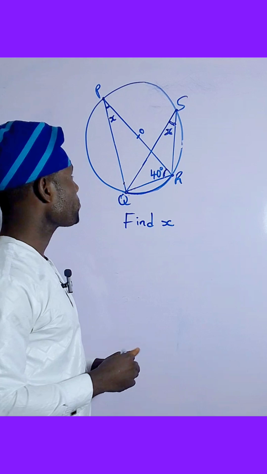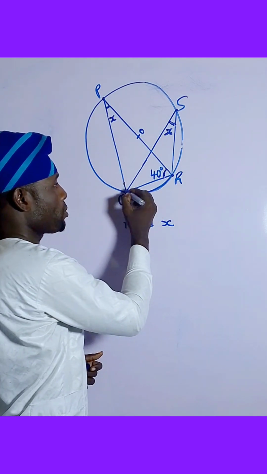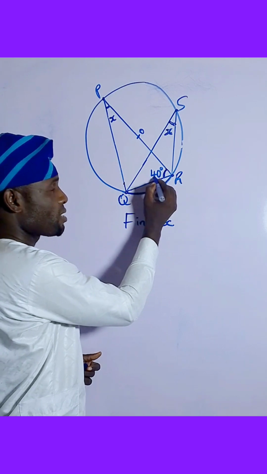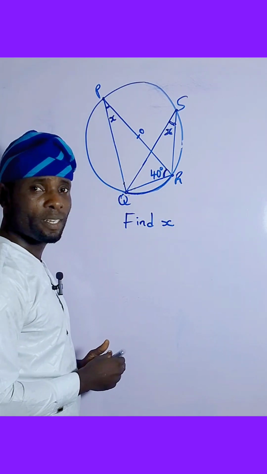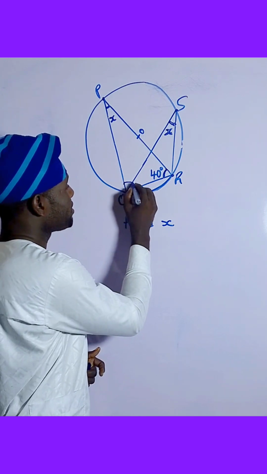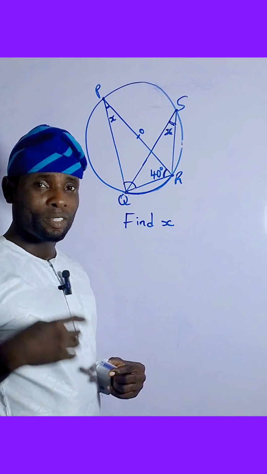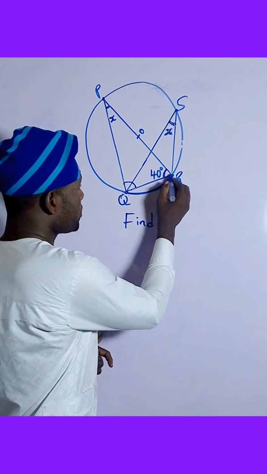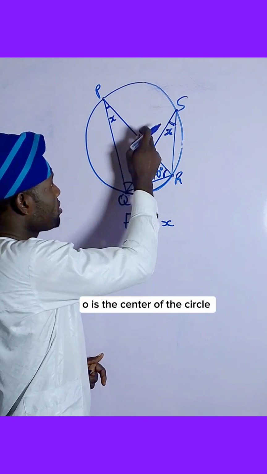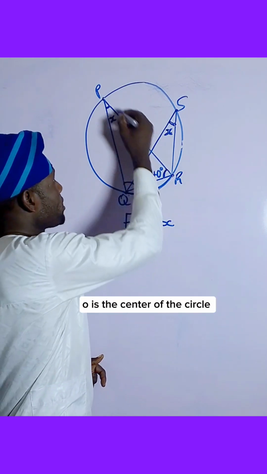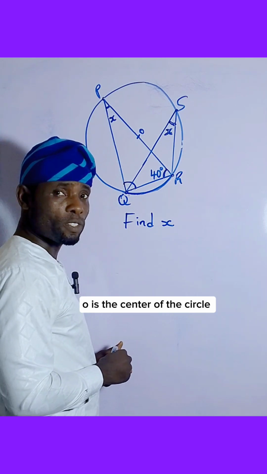Let's think further. Look at this shape. It's a triangle. We have this angle. If we can have this angle, we'll be able to find this angle. Then, how do we find this angle? To find the angle, let's go back to the same process. This line and this line form this angle. This is the center of the circle. This line is the diameter because it passes through the center of the circle.